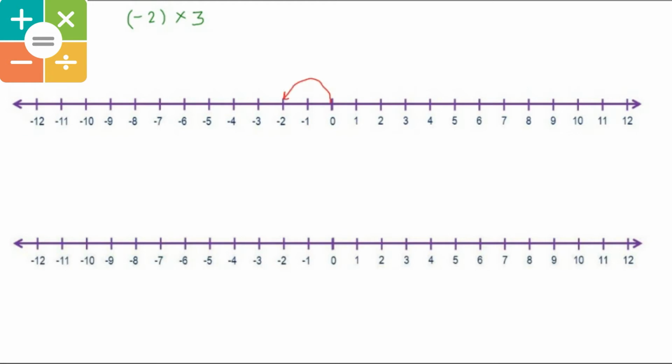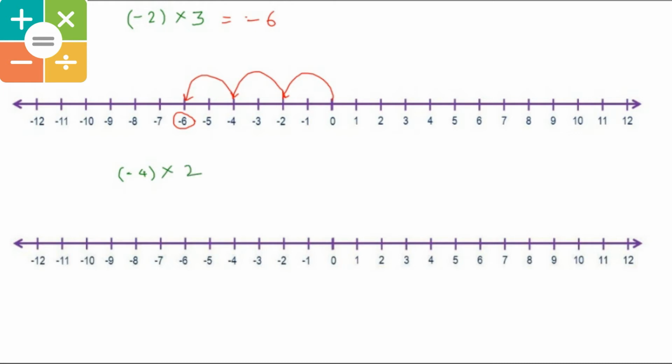Minus 2 one time, minus 2 one more time, minus 2, minus 2, and minus 2, that is minus 6. So minus 2 multiplied by 3 is minus 6.